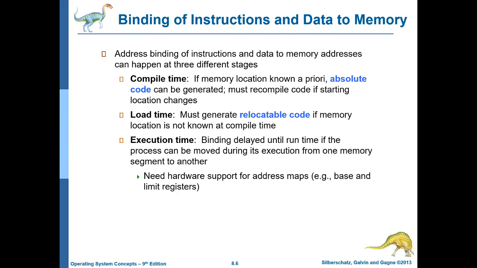And this is what is happening in the modern operating system, that your program can be moved to different locations in memory when it is executed. And for this to happen, the execution time binding, we need support from hardware for mapping of these addresses. And this is done in the example of base and limit registers that I explained before.